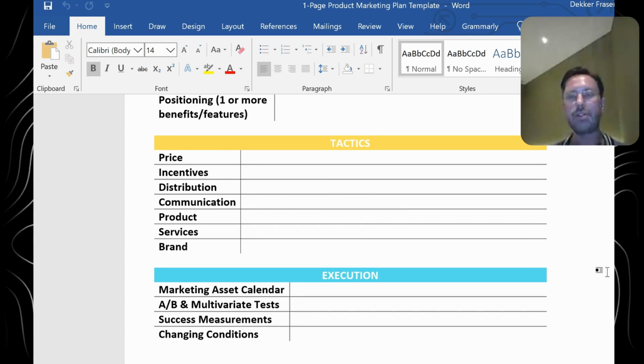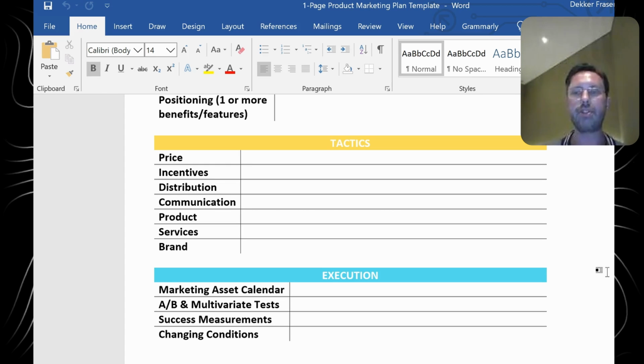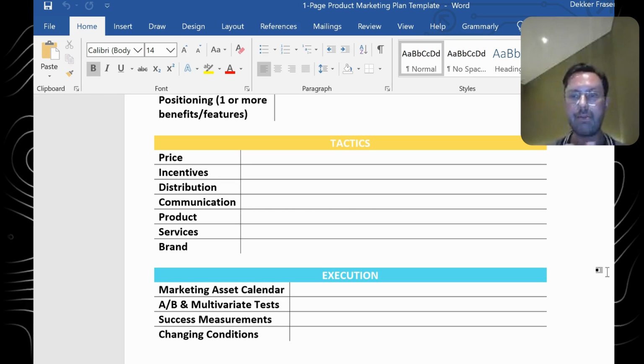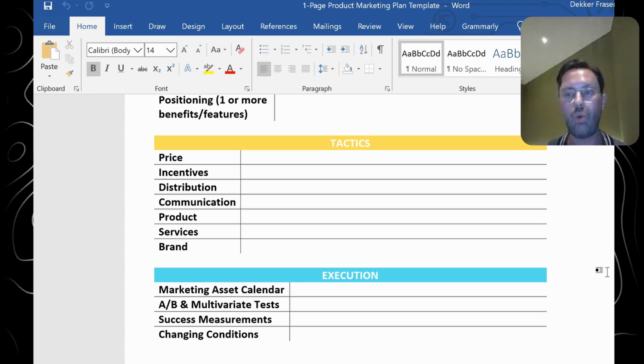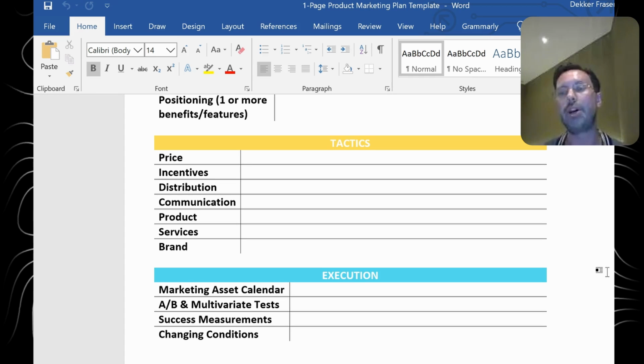And lastly, during the execution, what you're going to notice is that conditions change. Competitors release new products, new features. You're going to be surprised by different things that happen, either internally, externally, with your customers. You got to take note of this, and you need to respond quickly to it.